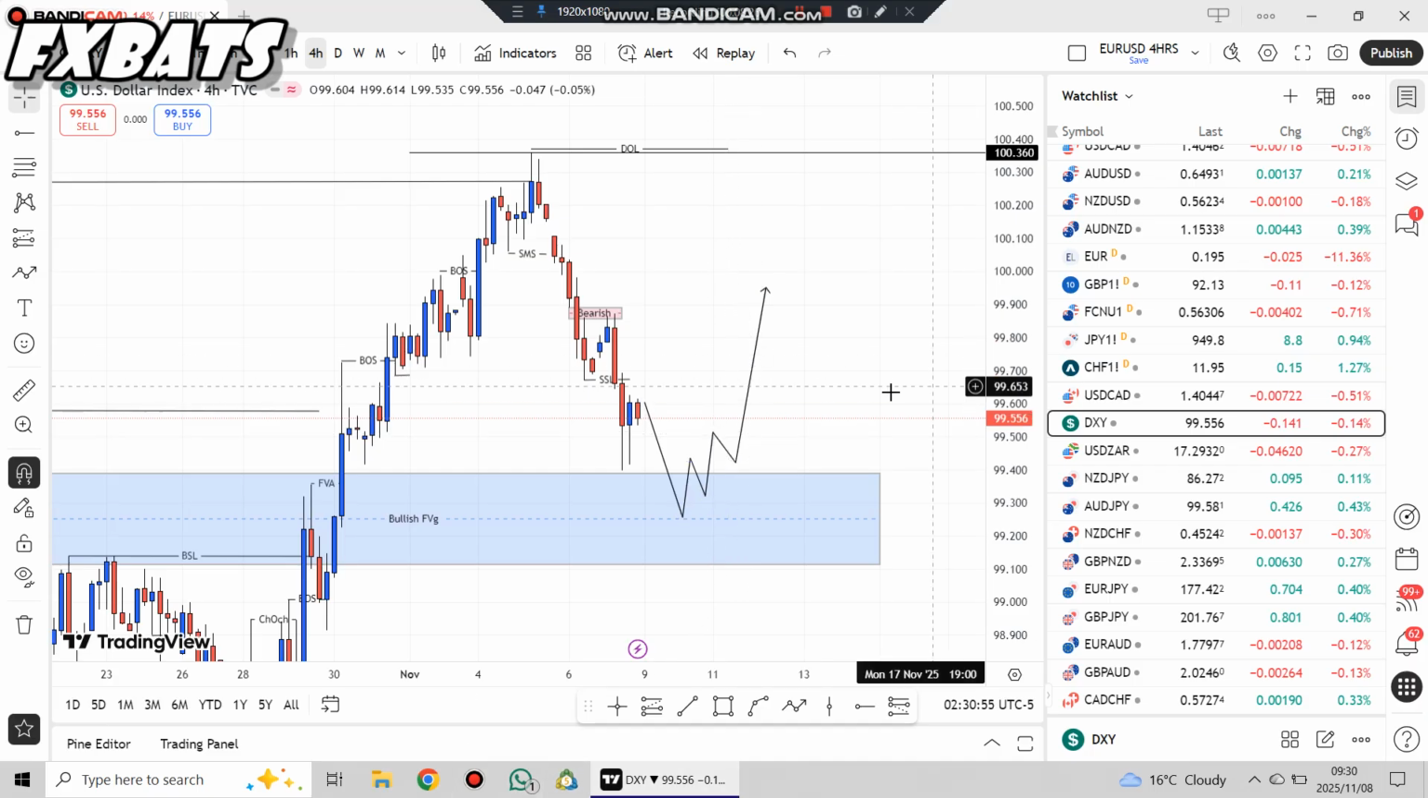So this is what I have for DXY. We are selling to top our context area. Afterwards, we're going to be looking for buys. This is what I had.